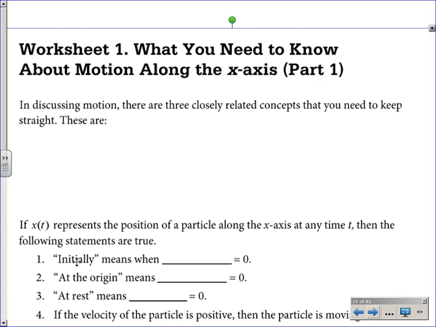Okay, here we go. Motion packet. What did you think? Maybe you didn't even realize it, but this whole thing was a big old blank. There are three closely related concepts in motion that you want to keep straight. We mentioned all three of them yesterday. Anybody?